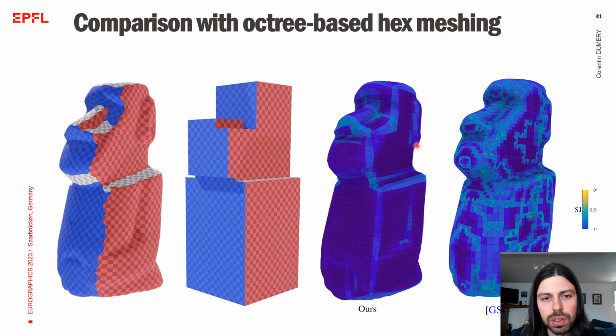In comparison, you can see here that the meshes produced by our method have many qualities that they lack. They have better scaled Jacobian, the hexes in our mesh are nicely aligned with the features, and also all hexes are approximately the same size. And all these properties are very appreciated for finite element simulation.